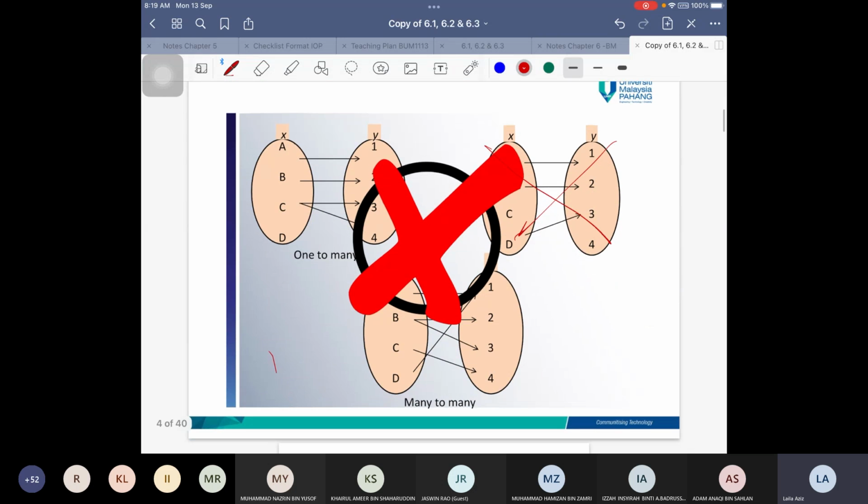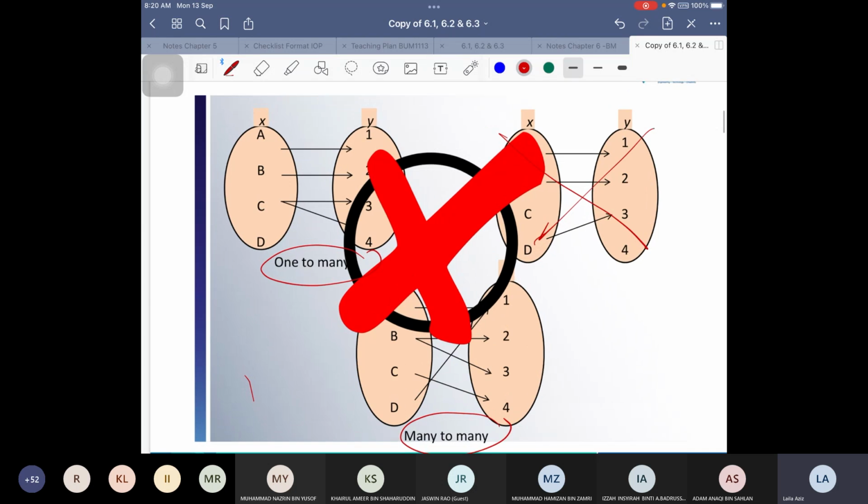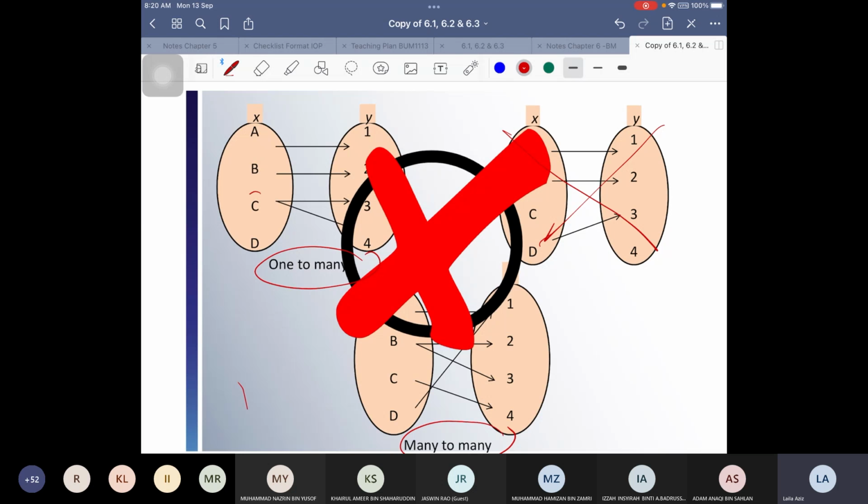Okay, tetapi one to many dengan many to many ni adalah relationship yang mana dia bukan function. Kenapa dia bukan function? Kalau kita tengok one to many ni, apa yang berlaku adalah for the case of C, bila kita masukkan nilai C dalam function kita, dia menghasilkan 2 nilai yang berbeza. Dia boleh jadi 3, boleh juga jadi 4.